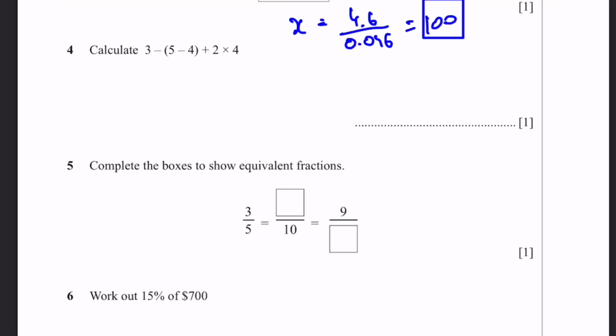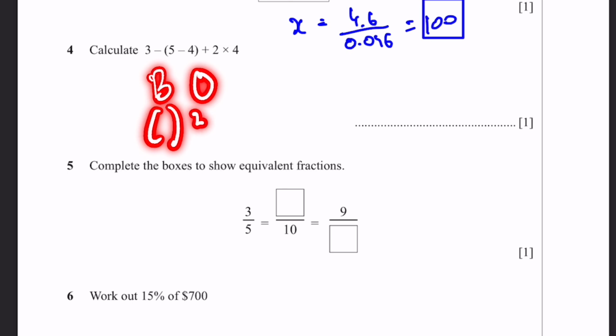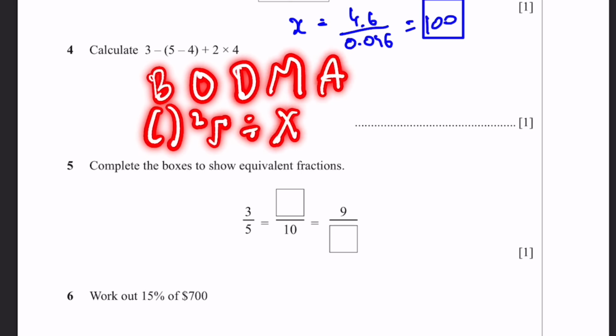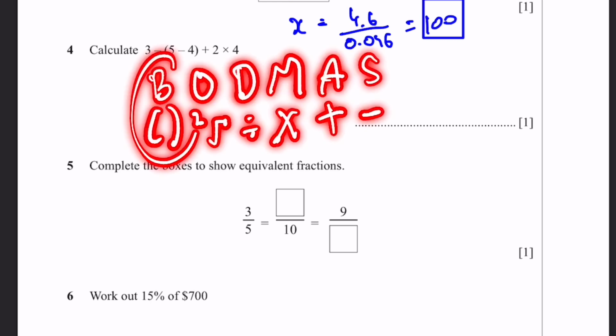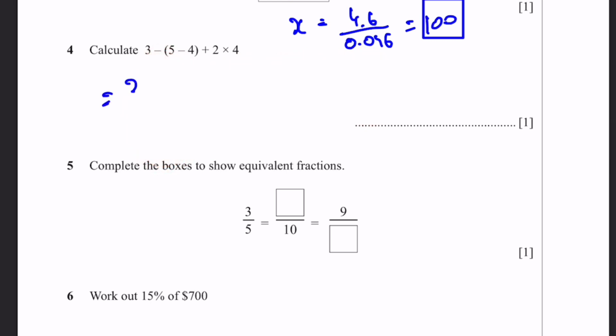Question 4. Calculate 3 minus (5 minus 4) plus 2 times 4. So first, in the order of BODMAS. BODMAS means brackets, then orders, which means squares or square roots, then D, which is division, M, which is multiplication, A, which is addition, and S is subtraction. So brackets is first, and we'll do that. 3 minus 1 plus 2 times 4. Next is multiplication here. It's equal to 3 minus 1 plus 8.